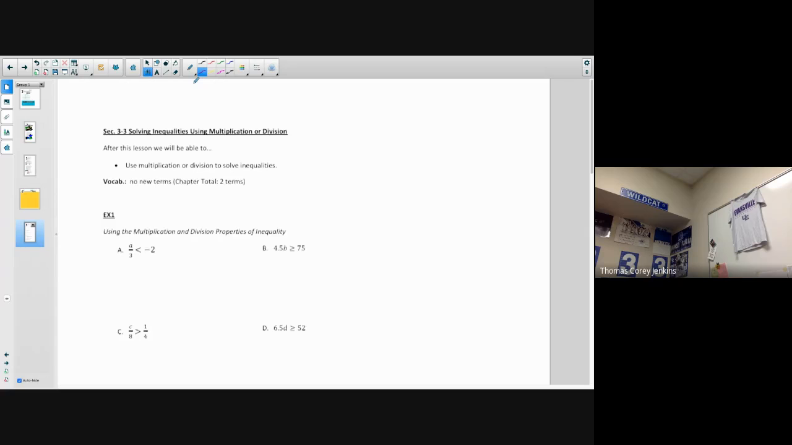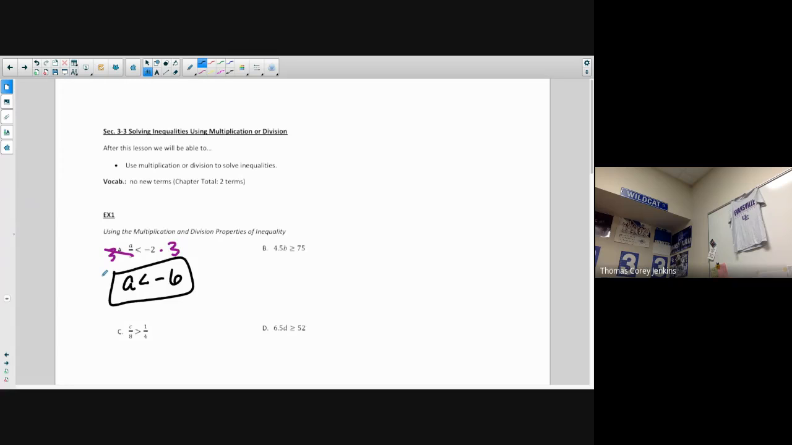Example 1. A over 3, or A divided by 3 is less than -2. So how do we get rid of divided by 3? We want to multiply both sides by 3. The less and less you have to show this stuff, the better you are. So we're kind of moving away from that at this point. So that would give you A is less than -6. All right, so that's the solved inequality.